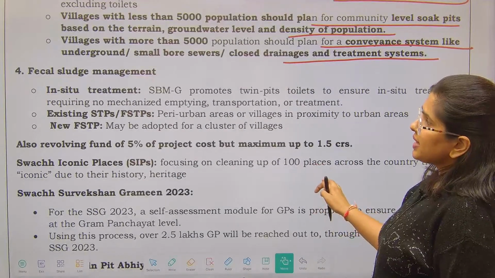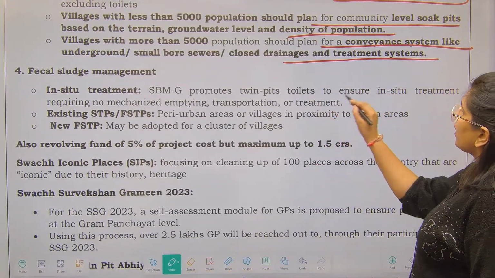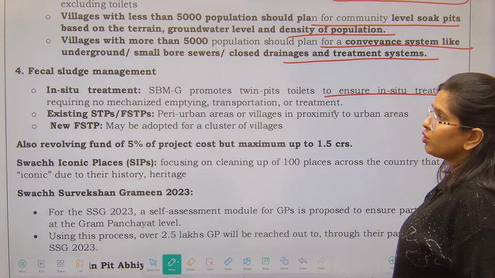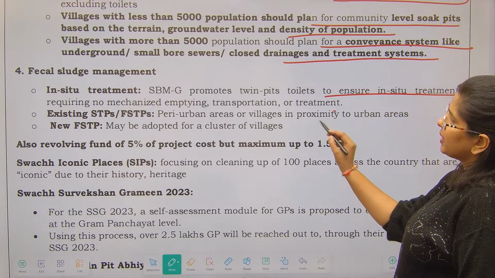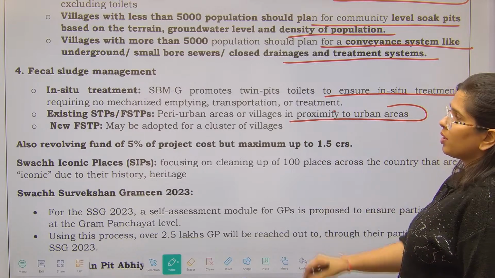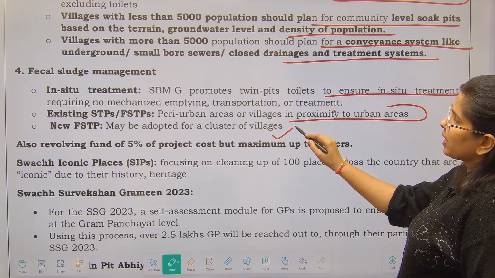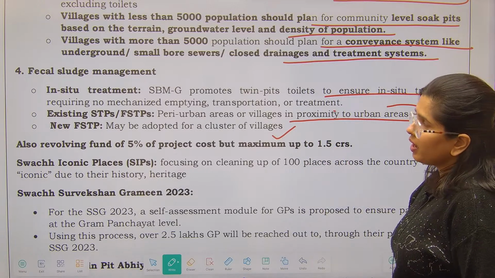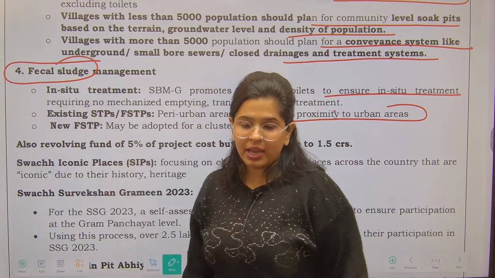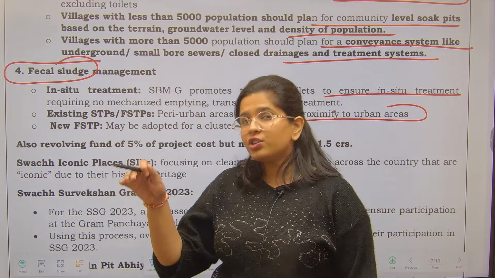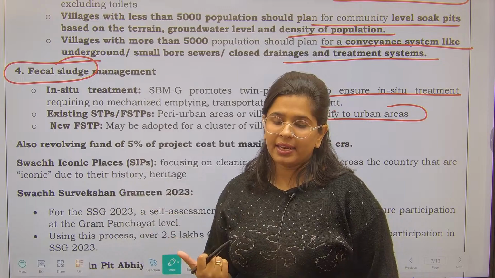Right, so fecal sludge management, in situ treatment. SBMG promotes twin pits toilets to ensure in situ treatments with no mechanized emptying. Existing treatment plants, peri-urban areas or the villages in proximity to urban areas, as well as the new FSTP, they may be adopted for a cluster of villages. So here what we are doing is we are managing the fecal sludge, and we are taking not just the village in concern, but the nearby areas as well.